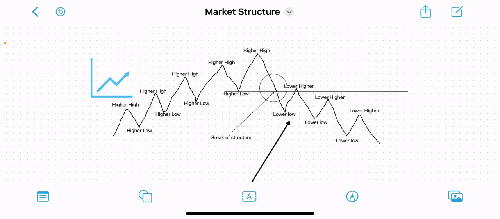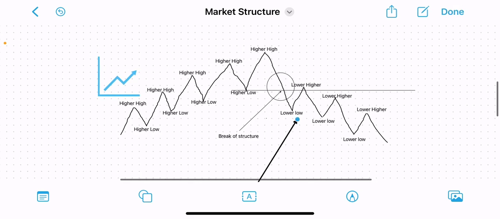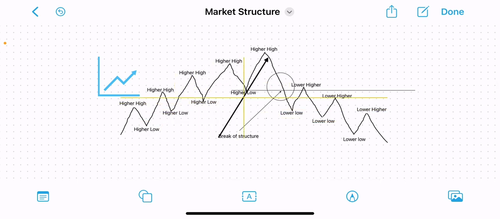Okay, so here we are, guys. This is what we mean by market structure. It's how our charts move. We have three types of directions that the market can take. The first one that we have is this one. We have an uptrend, like this. And then we have the second one, which is a downtrend.